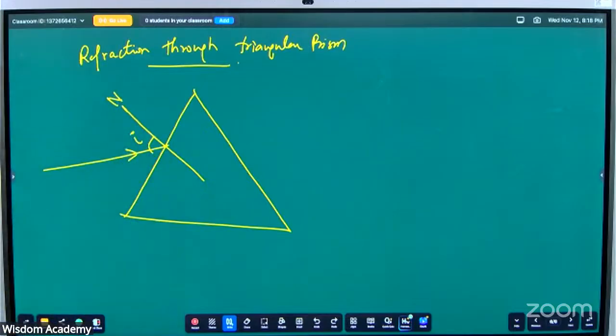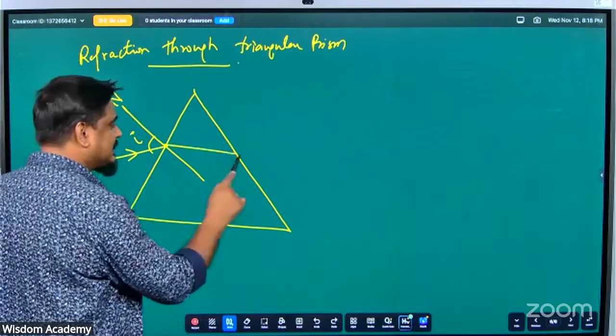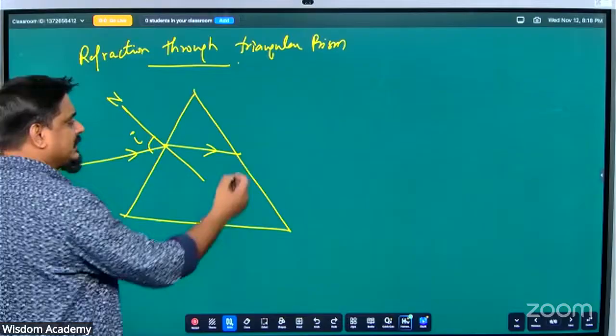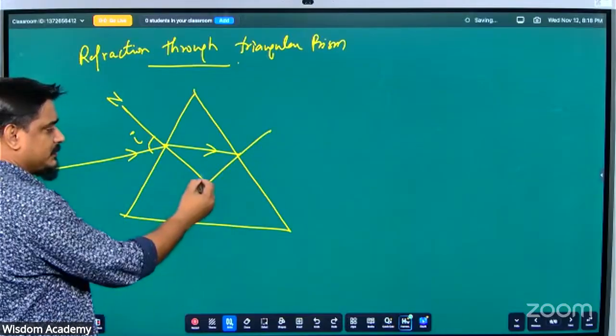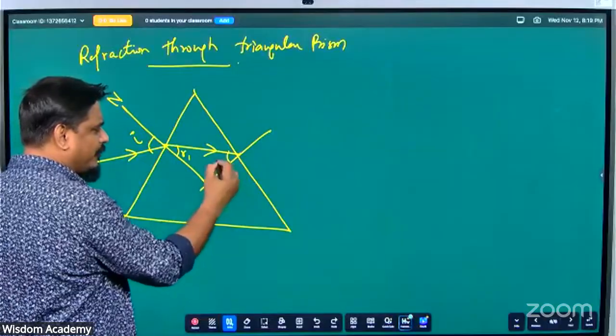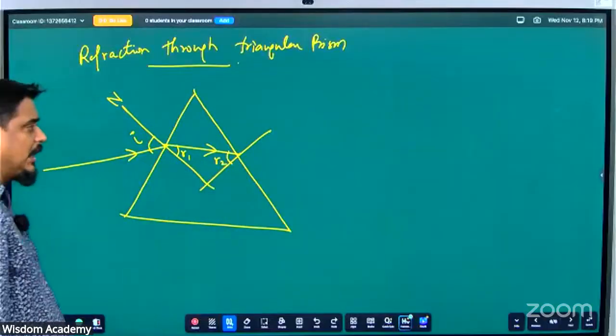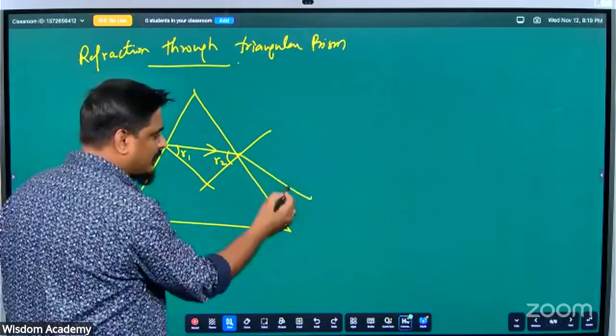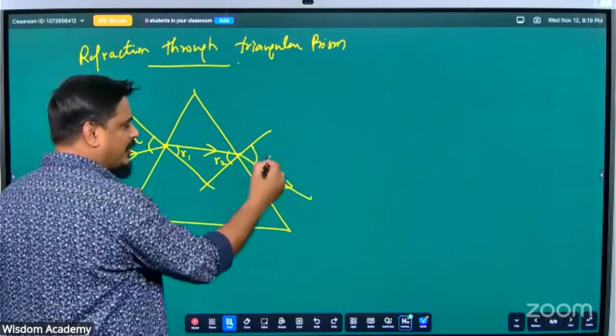What happens? Light ray goes and hits here, right? After it hits here, I'll once again draw normal. This will become angle of refraction 1. This will become angle of refraction 2. Now the light is traveling from denser medium to rarer medium. It will bend away from normal. This is called as angle of emergence.